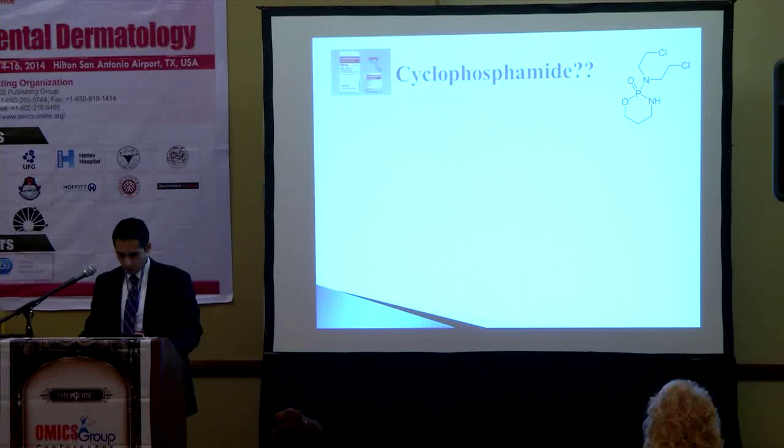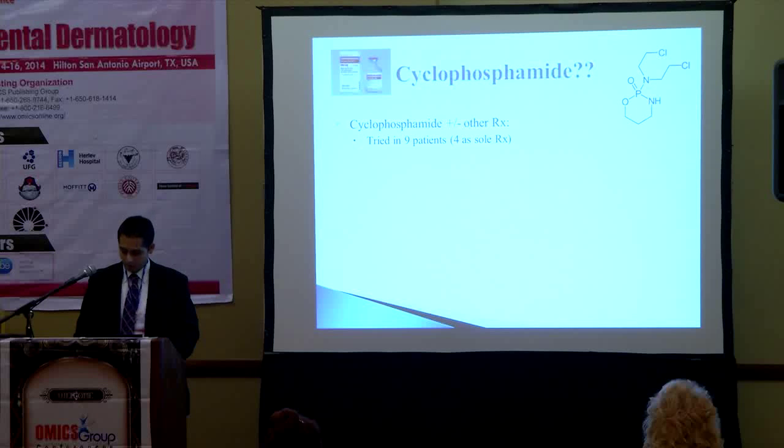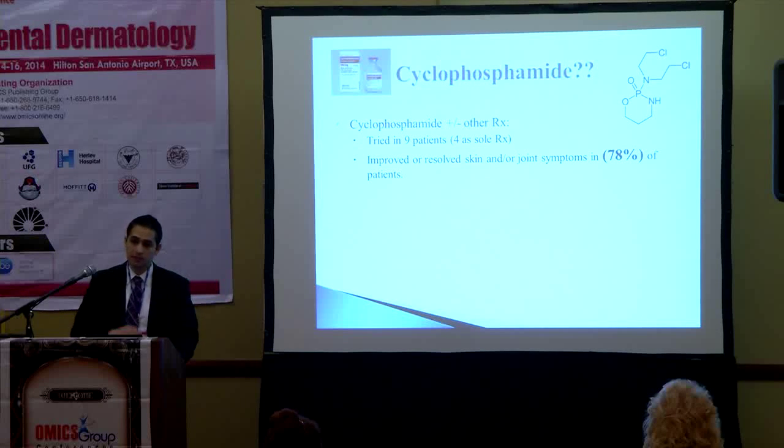Systemic medications that were used in this condition: cyclophosphamide has traditionally been shown to work in this condition and can treat both skin and joint symptoms effectively. In this cohort, we found that cyclophosphamide, with or without other medications, was used in 9 patients, in 4 of them as the sole treatment, and improved or resolved their skin and/or joint symptoms in 78% of the patients, including all those 4 patients that only received cyclophosphamide.